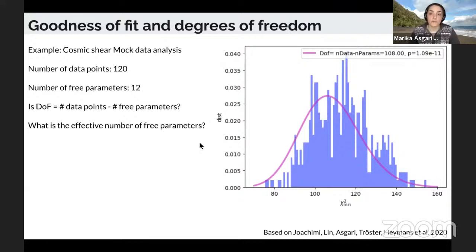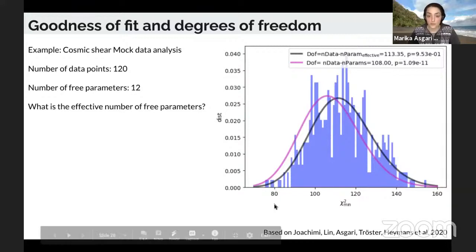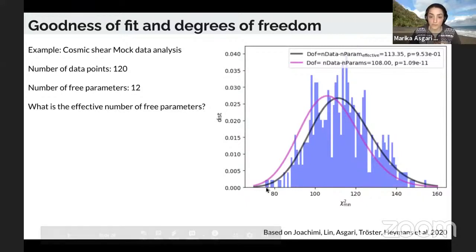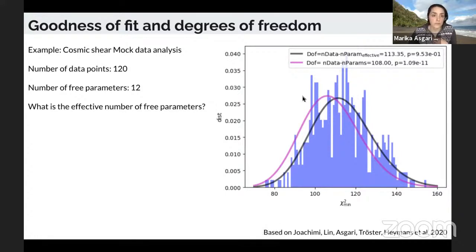So what is the number we should use? What we can do is instead try to fit to this distribution and see what effective number of free parameters we get. And if we do that, we get this black contour, which gives us, I think, 7 parameters or something here.